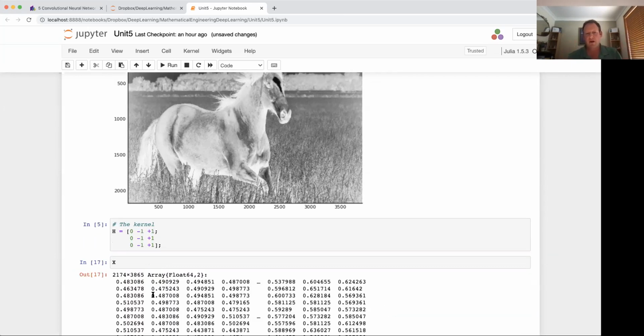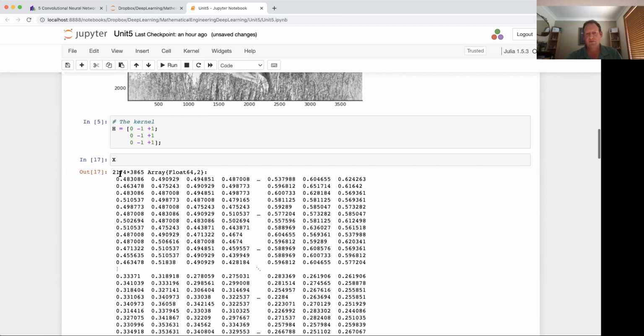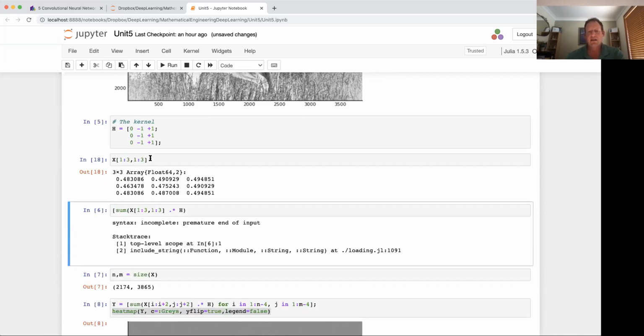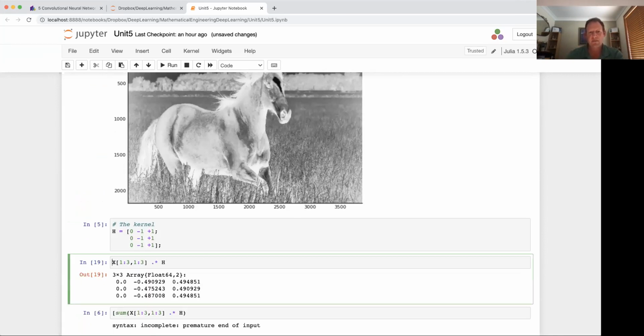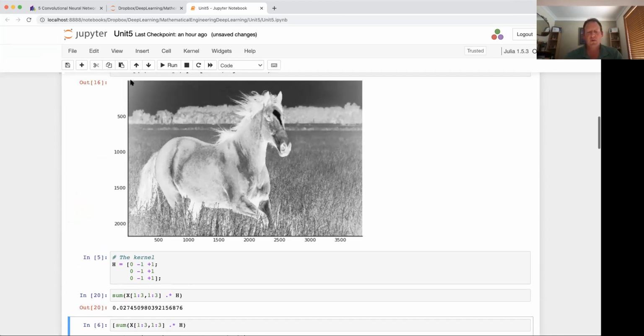The point is, our image here is this matrix. It's quite a big one, a high resolution image. If I take, let's say, 1 to 3, 1 to 3, since Julia indexing starts at 1, then this is the top left box of the image. If I multiply this element-wise with H, it's like putting this H above the top left of the image and multiplying. And if I sum it, that is the output of the convolution for the top left corner.